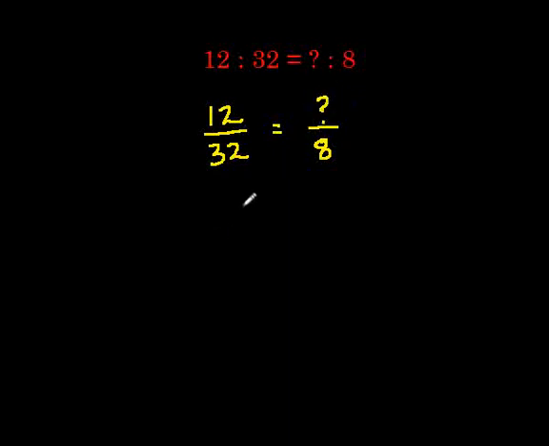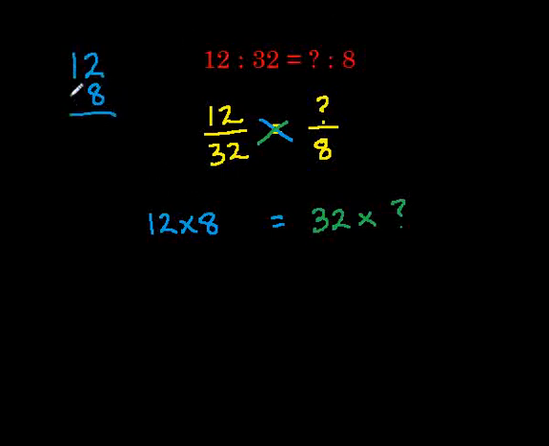Now there's a couple different ways, and the best way to do it is to multiply diagonally. So if I multiply diagonally, it's 12 times 8. And I could set that equal to, if I multiply diagonally here, it's 32 times the question mark. And so, well, 12 times 8. Let's go ahead and pull 12 times 8 off to the side and multiply that. 8 times 2 is 16, carry the 1. 8 times 1 is 8, plus 1 is 9. So this is 96. And then over here I have 32 times a question mark. Let's talk about that.